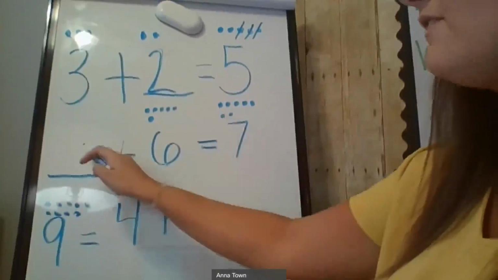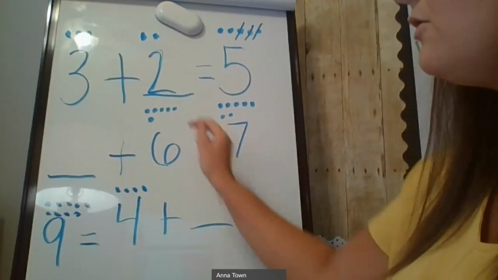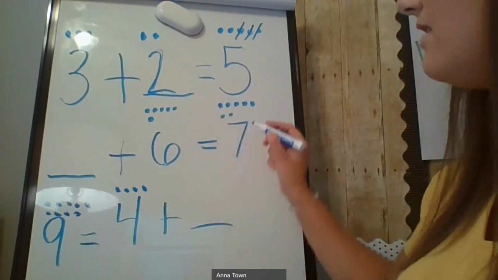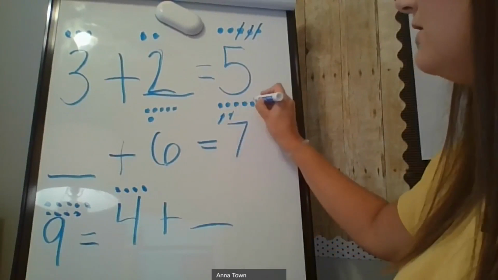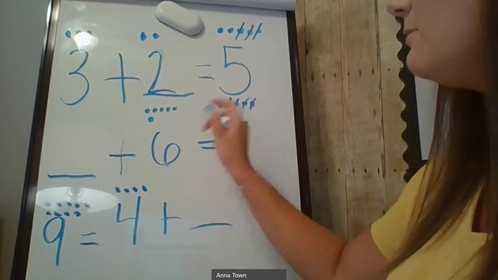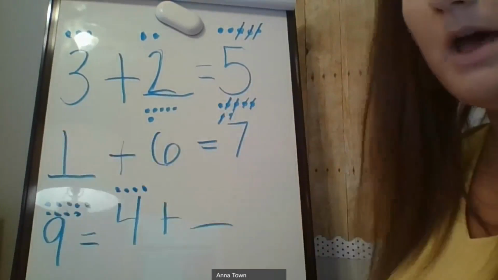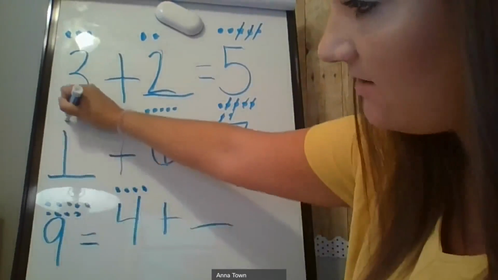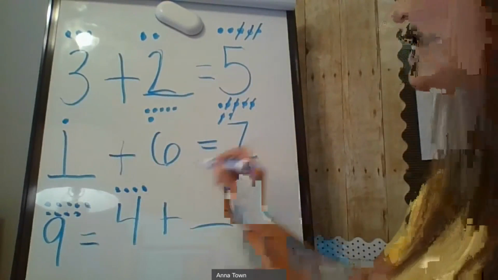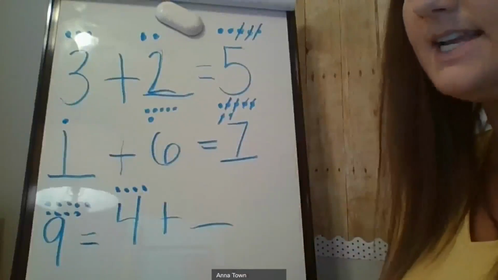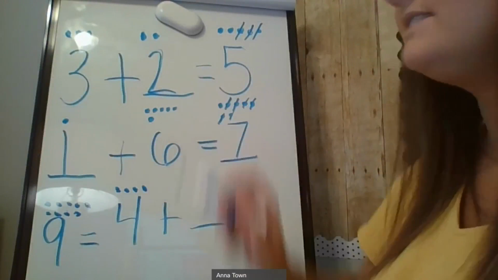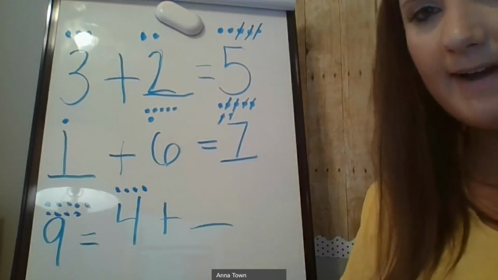Boys and girls, how we find this number again is we know we have 6 out of our 7 counters. So we're going to take away 6 of the counters. 1, 2, 3, 4, 5, 6. We are left with 1. That means we will write a 1 for our missing addend and put 1 counter above it so we can check and make sure that we get 7 as our sum when we add 1 and 6 together. 1, 2, 3, 4, 5, 6, 7, and we do, so we know we are correct.